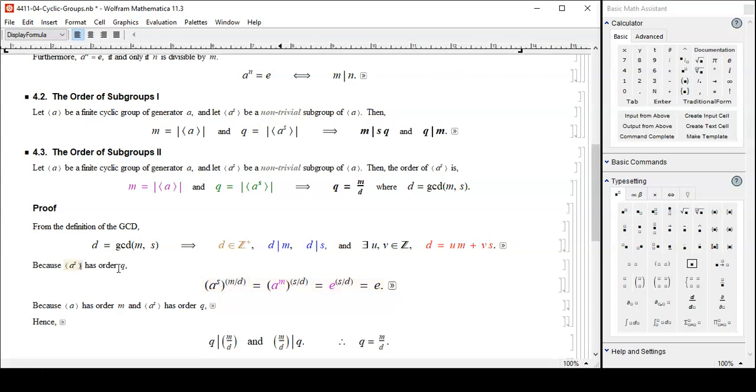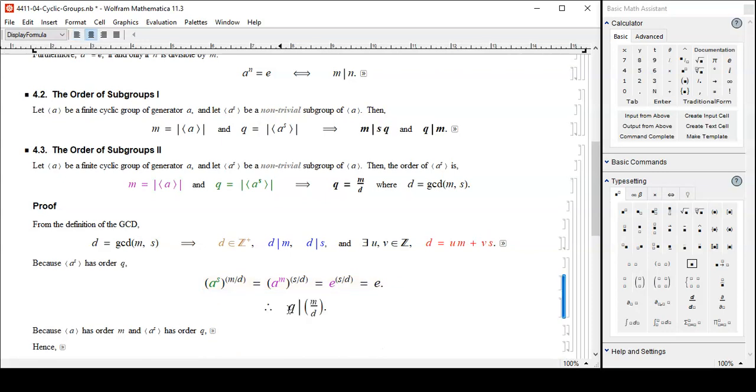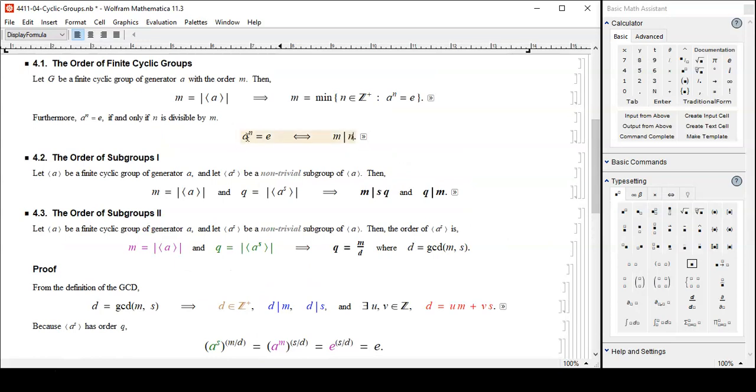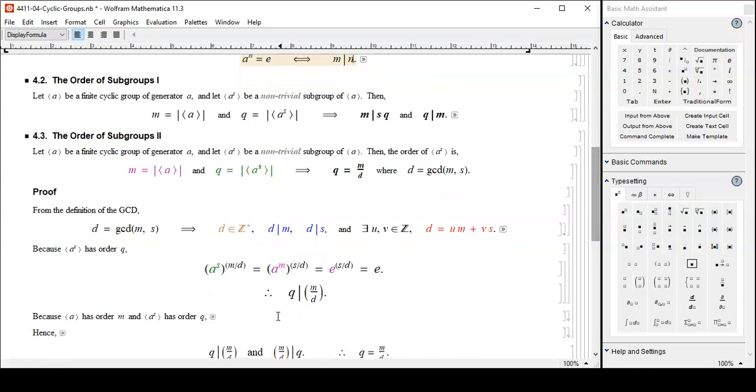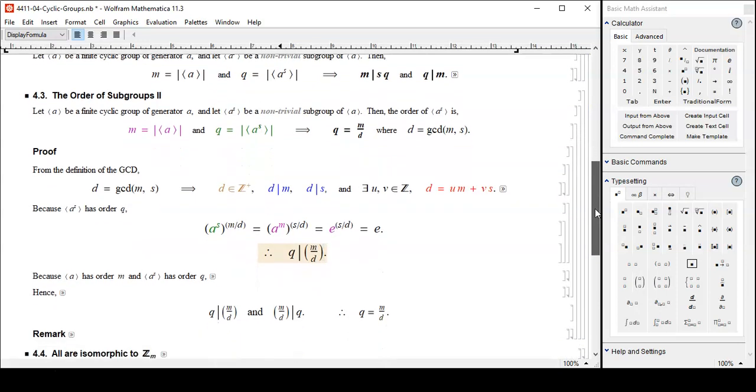And a to the s power has order q. So a to the s power, this thing, which I just highlighted in green, to this power is equal to e. That means that's divisible by its order. Remember this? Generator to a certain power is e, then that power is divisible by the order. That's what I did. So q divides m over d, and one down, one more to go.